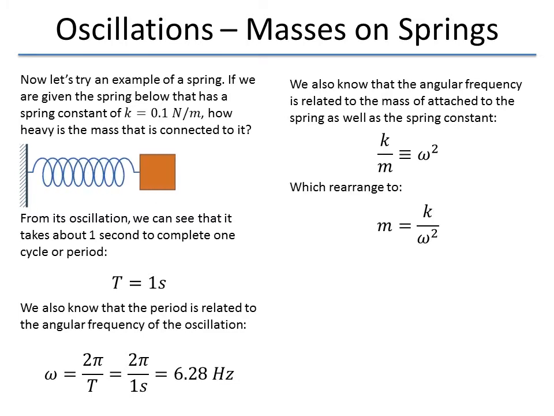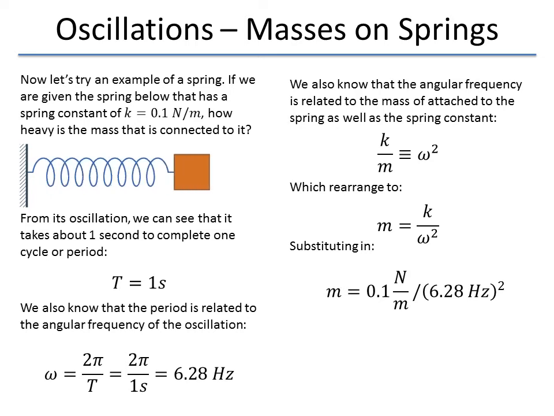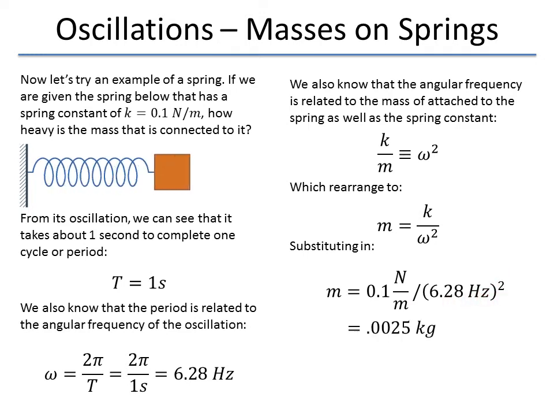So we're going to rearrange this, and we slide the m to the other side. We divide by omega squared. We get m is equal to k over omega squared as what the mass is. So the mass of this oscillator, this guy over here, is equal to k over omega squared. So we substitute everything in, and we get that mass is equal to 0.1 newtons per meter divided by the 6.28 hertz quantity squared, and we get that that's about 0.0025 kilograms, or about 2.5 grams.